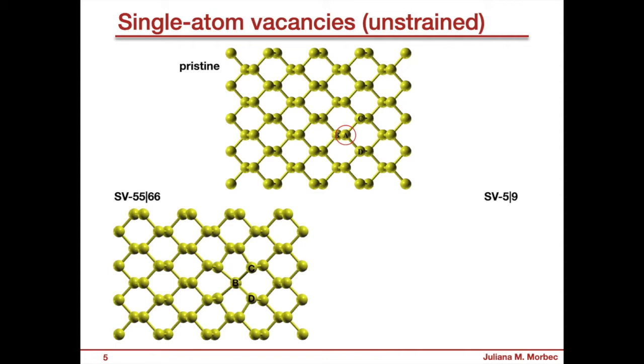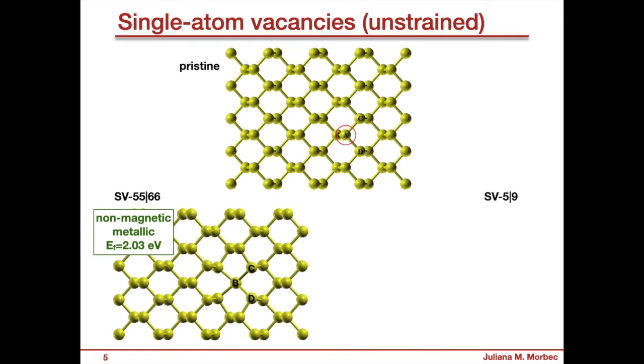So at the end, you have what you call configuration SV, for single vacancy, 5566. 55 because you have two pentagons here, and 66 because we have two hexagons here. And this is a symmetric configuration. At the end, this configuration is non-magnetic, it's metallic, and has a formation energy of slightly above 2 electron volts.